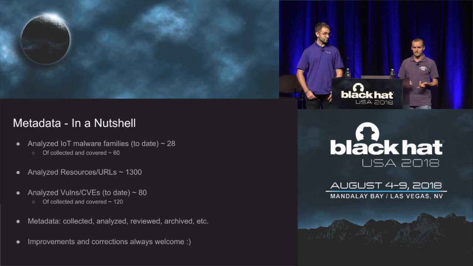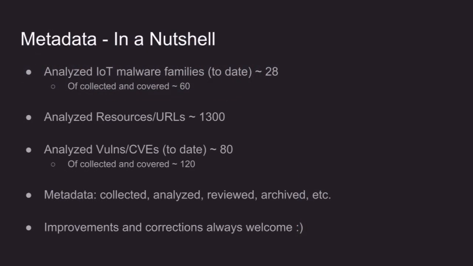leading to PDF reports, as I said, security advisories, full disclosures, vulnerability details, Exploit-DB, exploits, Metasploit, all kinds of resources which are related one way or another to the particular IoT malware family we analyzed. And to the whole data set of 60 IoT malware families, currently we have a collection and coverage of 120 vulnerabilities, more or less. We thoroughly analyzed the 80 vulnerabilities which relate to the 28 malware families we analyzed in depth.